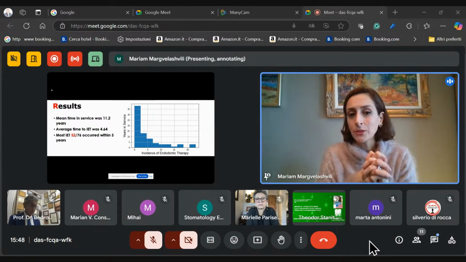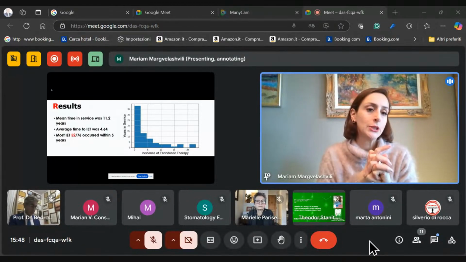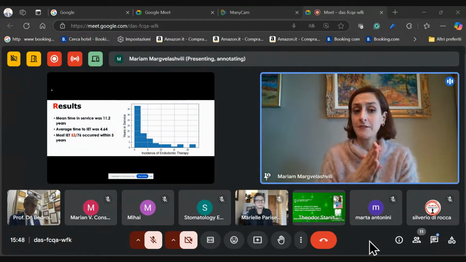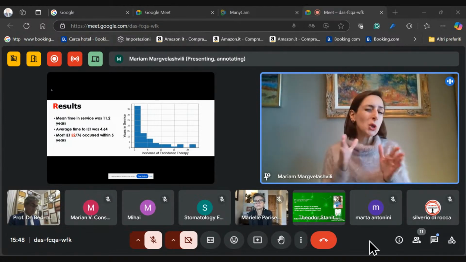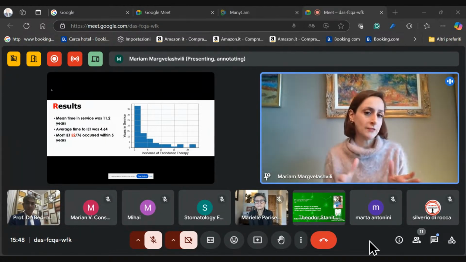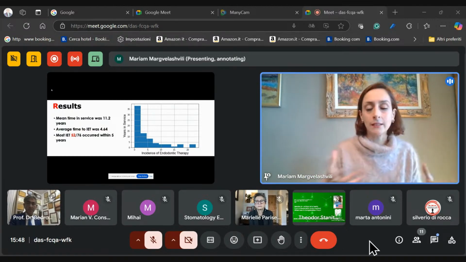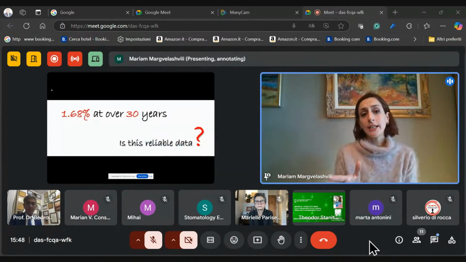Mean time in service was 11.2 years. Average time to root canal therapy required was 4.64 years, and most of the root canal therapies, 58 out of 76, happened within the first 5 years. In other words, if there is damage, it shows itself within the first 5 years if the pulp was stressed, and it will not occur idiopathically later on in years, or is less likely to.